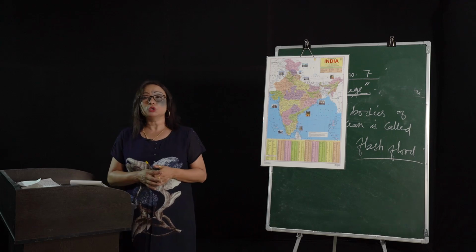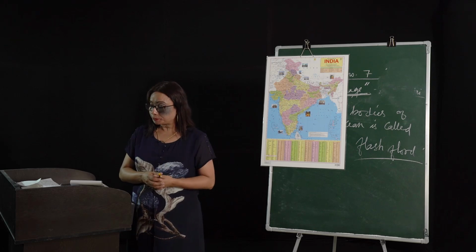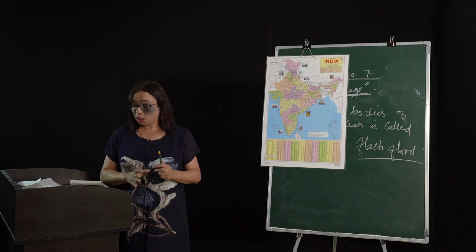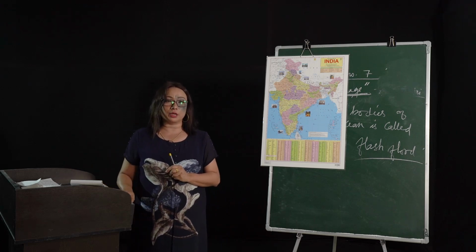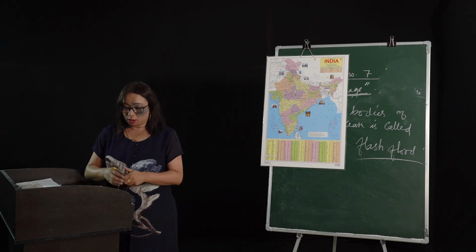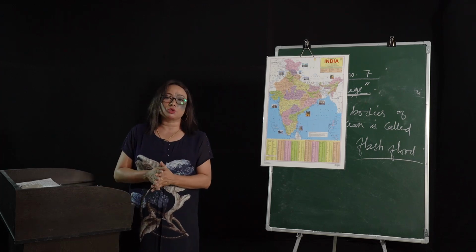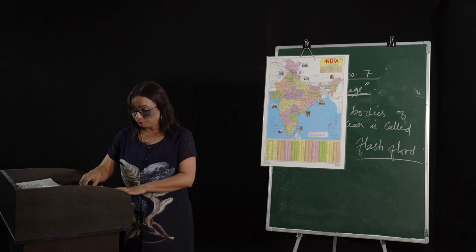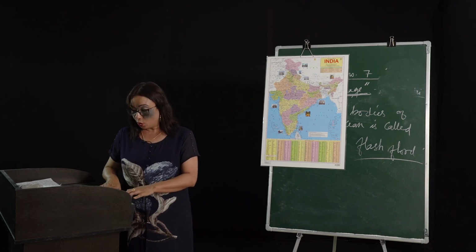So children, with that we come to the end of this chapter. We still have a small portion, the river as a lifeline of human civilization, but that is very simply explained in the textbook. So if you can study that, I think it will be clear for you. For this class I have completed the explanation of this chapter, except the river as a lifeline. You can study that on your own.